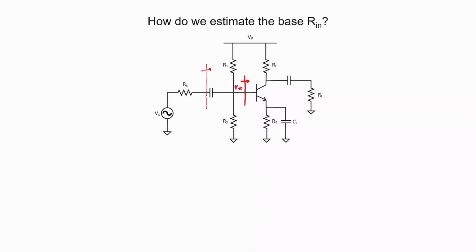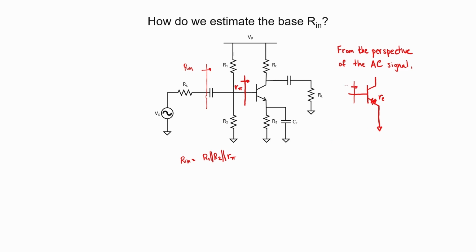If I label R sub in as the input impedance to the amplifier, I can just write that Rn is R1 in parallel with R2 in parallel with R pi. Now, what does the transistor look like from the perspective of an AC signal? Well, we have our little resistor R sub E, and then it's connected to an AC ground. So how does R sub E look if we're labeling it from the base? It turns out that in order to find R pi, you just need to multiply the R sub E times beta. Let me write that down. R sub pi equals beta R sub E.